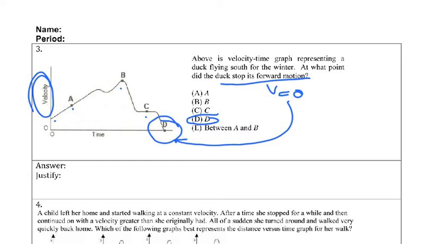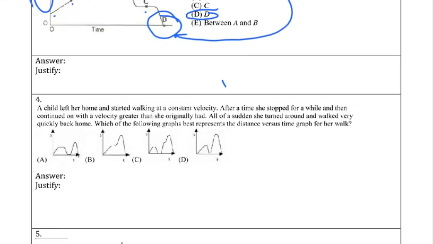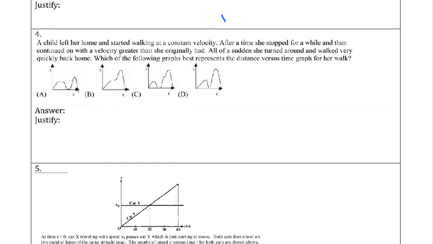Okay, so for number 4, we can move this up. It says a child left her home and started walking at a constant velocity. After a time, she stopped for a while and then continued on with a velocity greater than she originally had. All of a sudden, she turned around and walked quickly home. Which of these best represents a distance versus time graph for her walk?